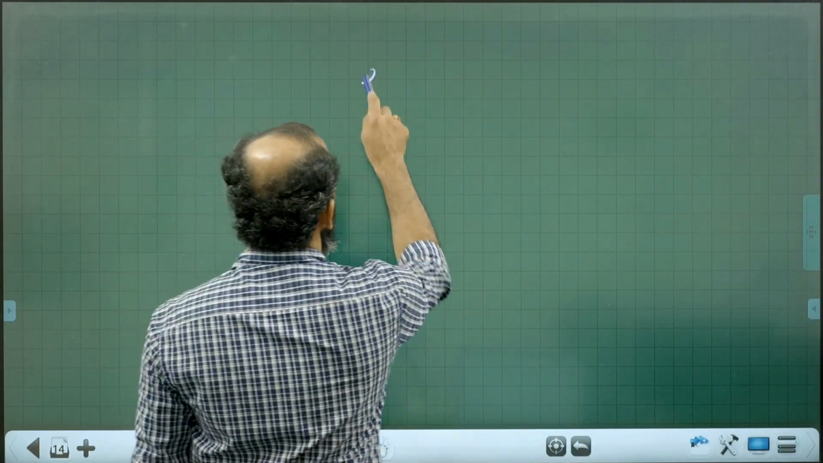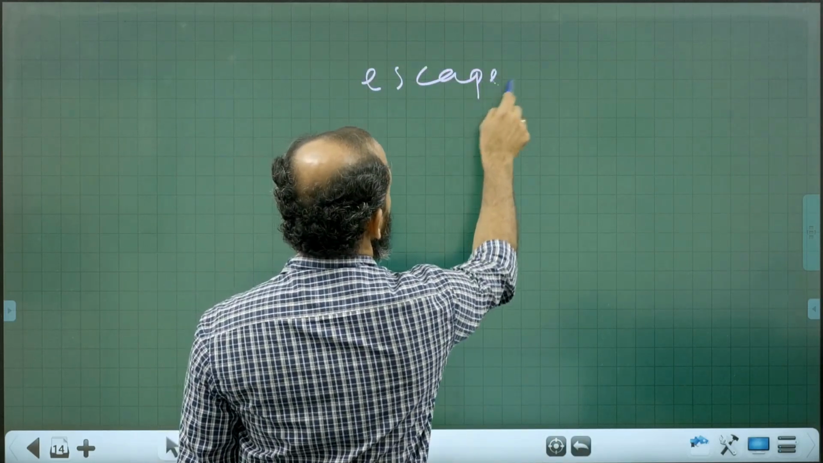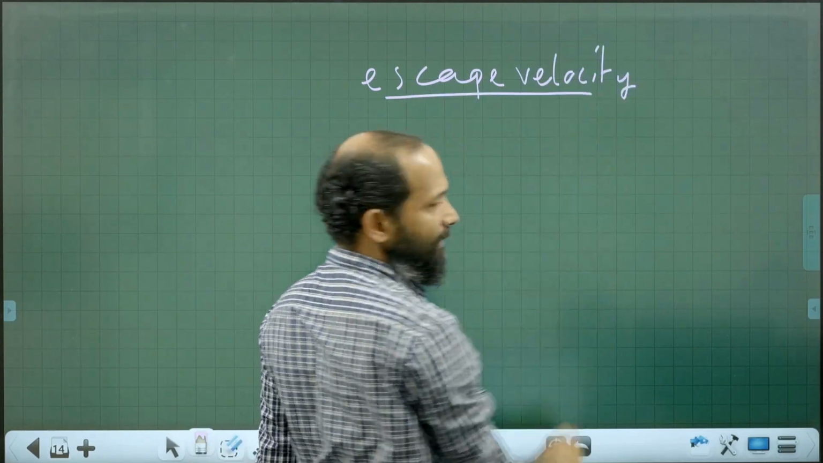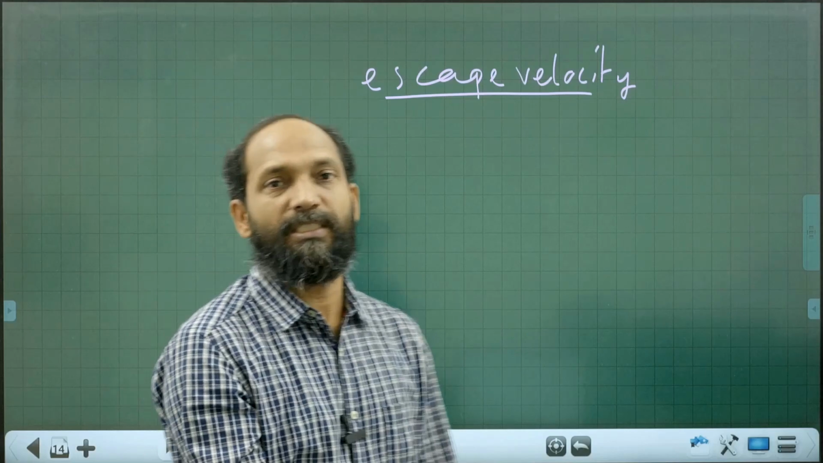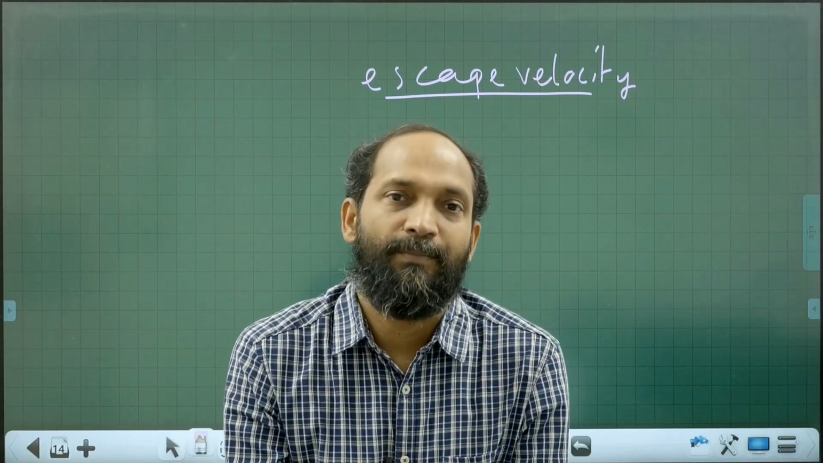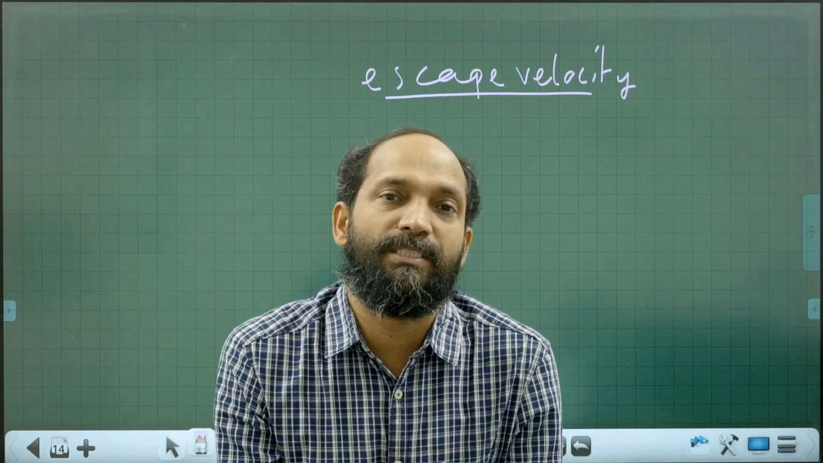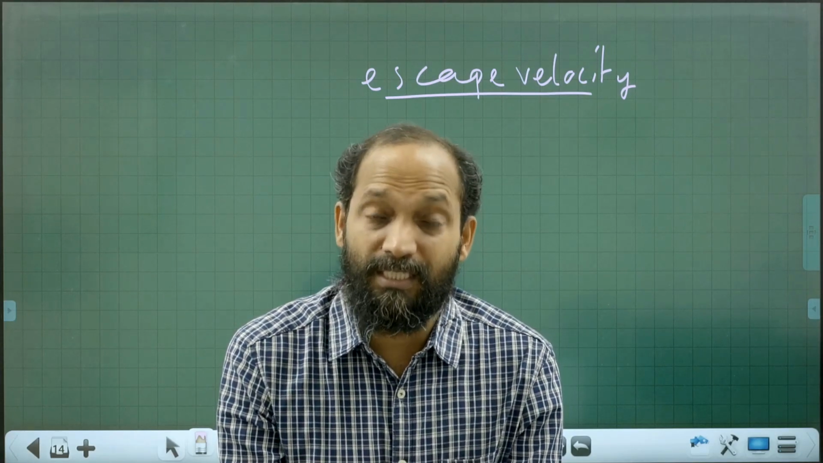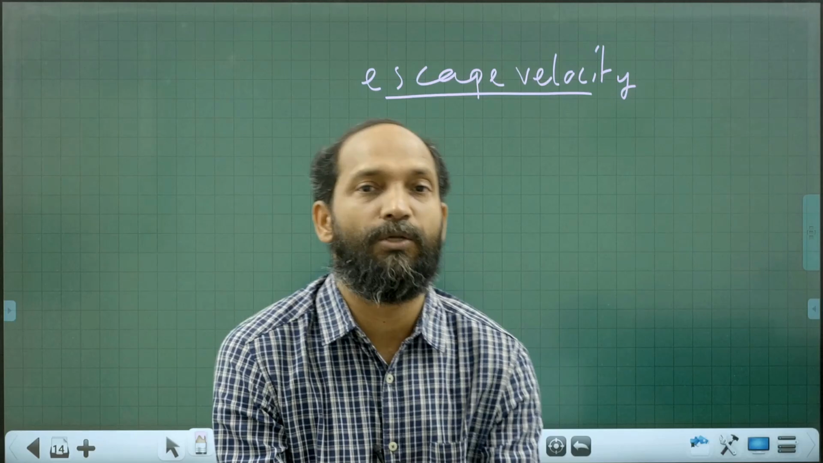Now we move on to an entirely different topic called escape velocity. Escape velocity of an object projected from the surface of a planet is the minimum velocity with which that object is to be projected so that the body escapes from the gravitational field of that planet.